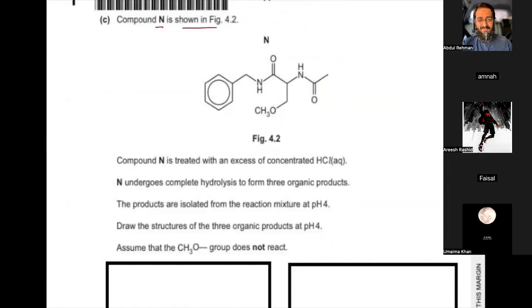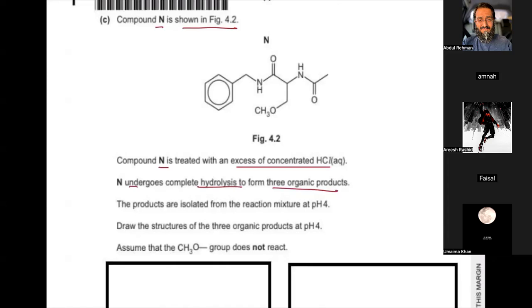Compound N is shown in figure 4.2. Okay. Compound N is treated with the excess of concentrated hydrochloric acid and undergoes complete hydrolysis to form three organic compounds.